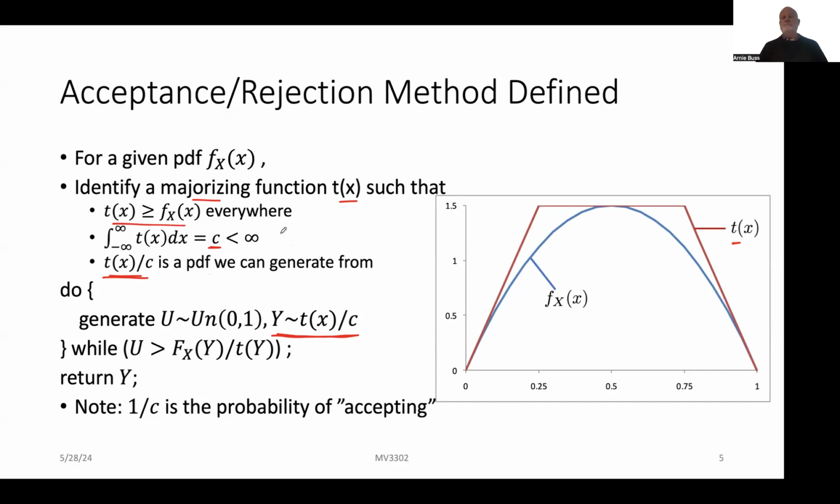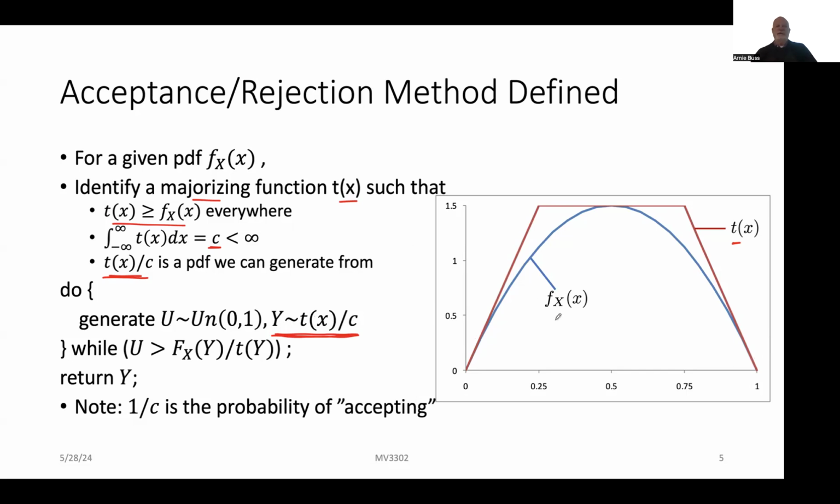At least for random variables with a finite domain and range, I can choose a uniform, in other words, the simple ones that we've been working on, as the basis for generating these. Okay, so this thing is a PDF I know how to generate from. So my first step is to generate from it. But if I don't do anything else, I'm going to get something in the shape of a trapezoid.